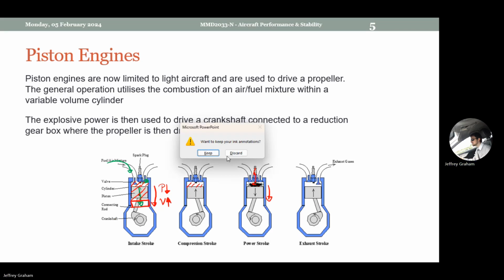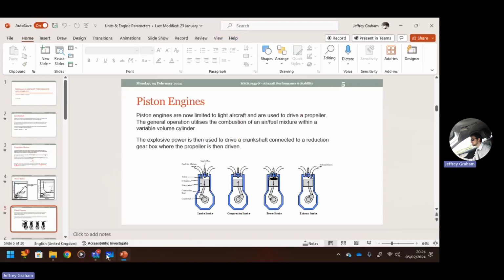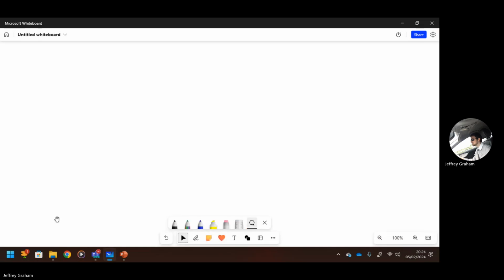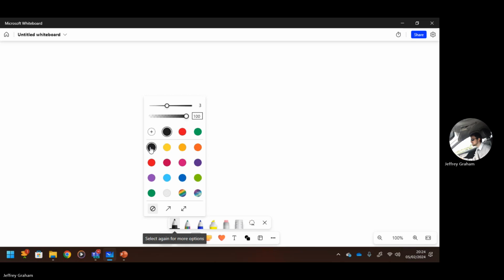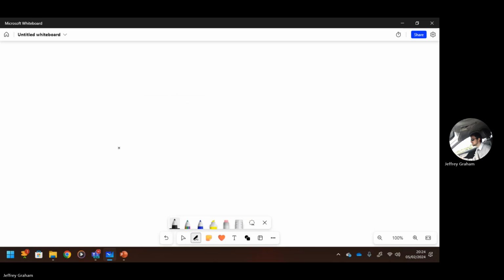Right. Just quickly discard that. This is just a bit of information to explain what happens then. So, pressure volume curve.